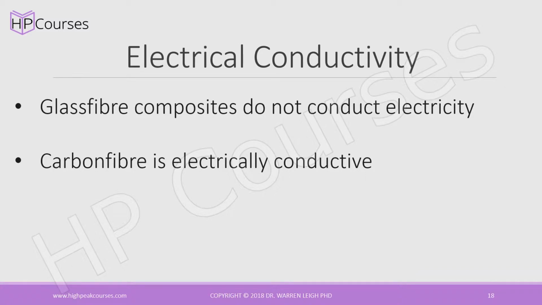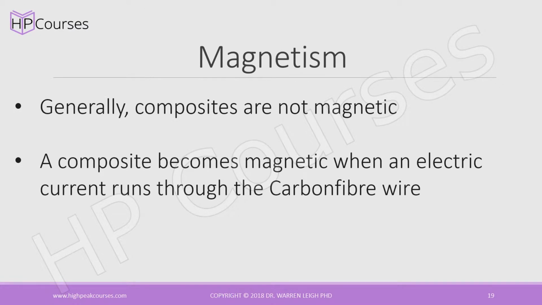Slide 18. When carbon fibre is placed next to aluminium, for example, a galvanic cell is set up and corrosion of the aluminium can take place. Glass fibre is an electrical insulator and is placed between the metal and carbon fibre to prevent galvanic corrosion. Glass fibre composites do not conduct electricity, and carbon fibre is electrically conductive. An interesting property of carbon fibre, it becomes magnetic when electrically charged.